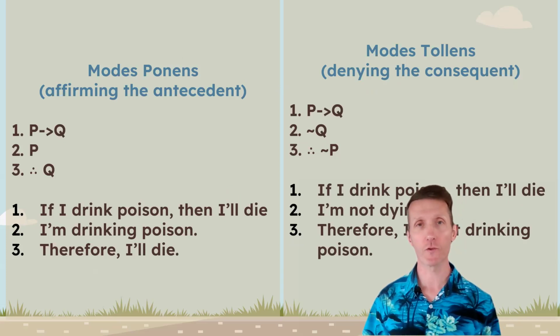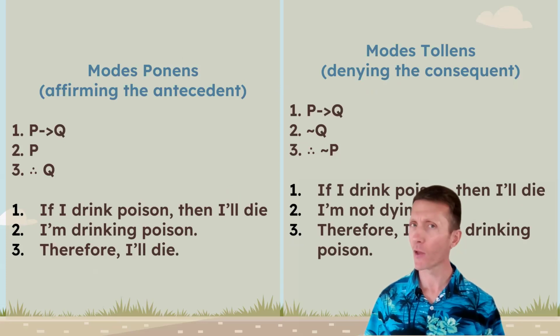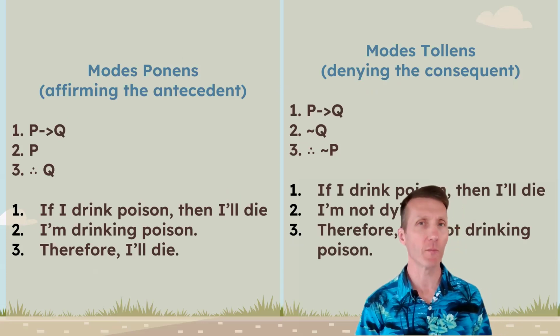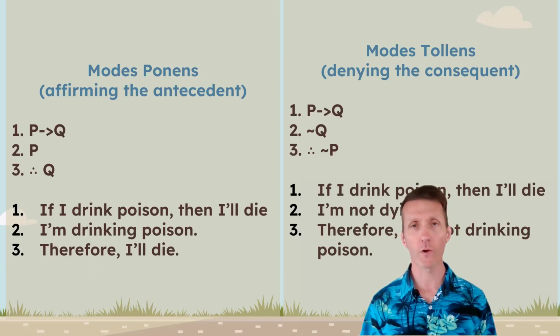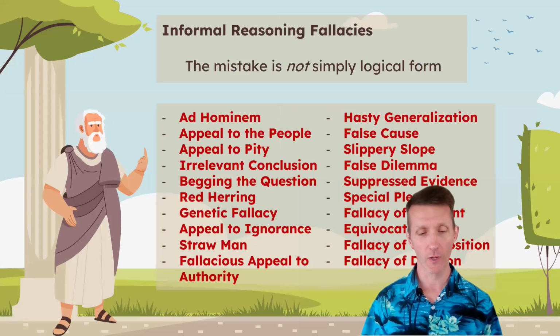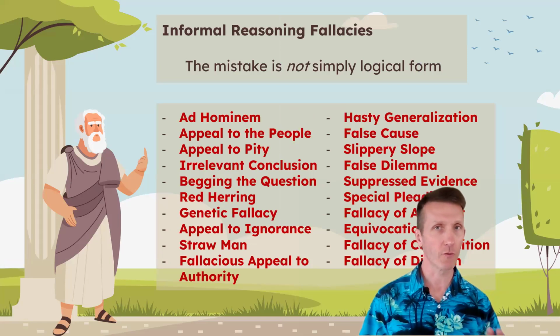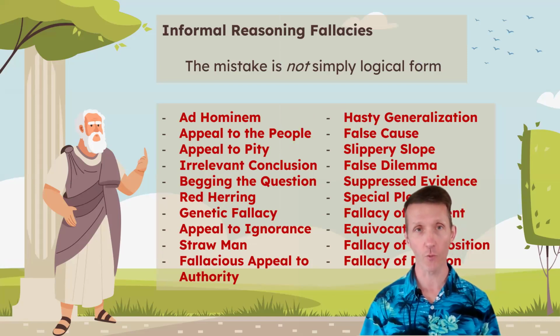And modus tollens, also a legitimate, valid argument form, which just means denying the consequent. If I drink poison, then I'll die. I'm not dying, so therefore I'm not drinking poison. Yeah, that works as well. If the premises were true, the conclusion would have to be true. We'll come back to these argument forms later in the semester. So if that felt a little bit confusing the first time you've been introduced to them, don't feel too bad about it. Just think about the differences between the fallacious reasoning styles and the two that actually worked.